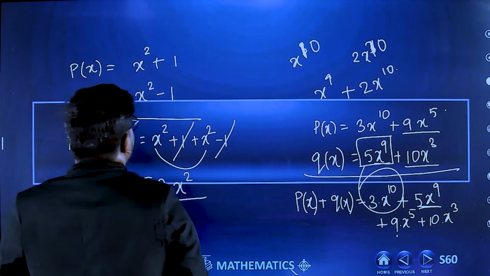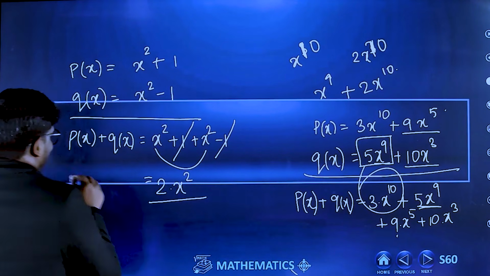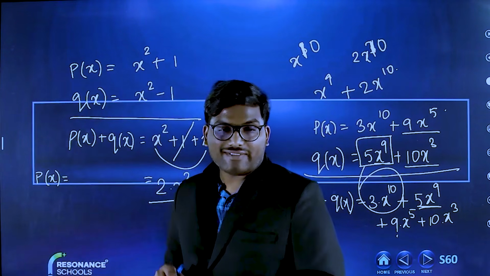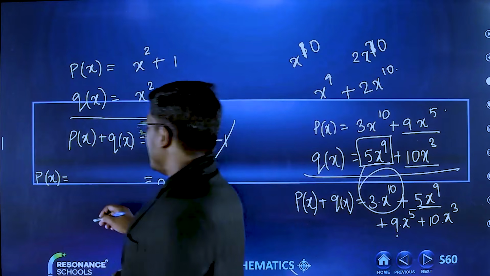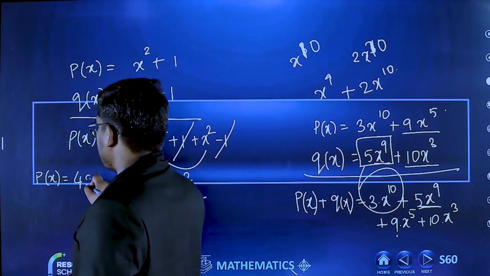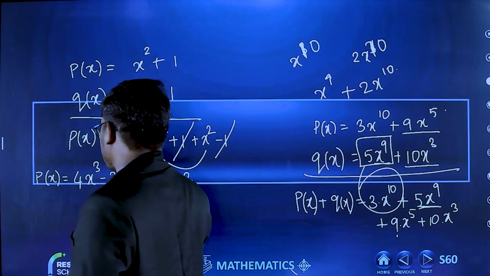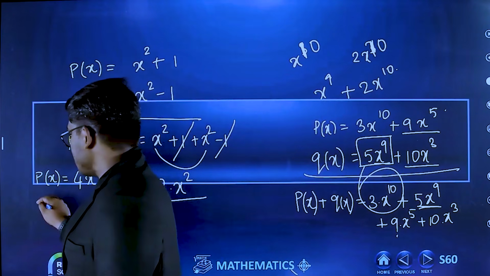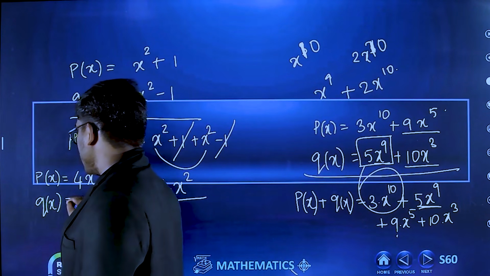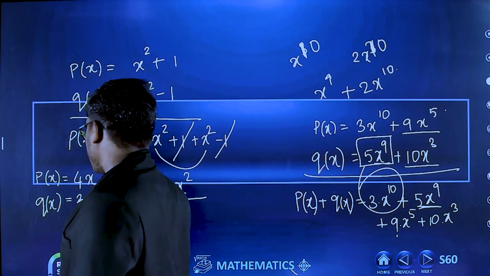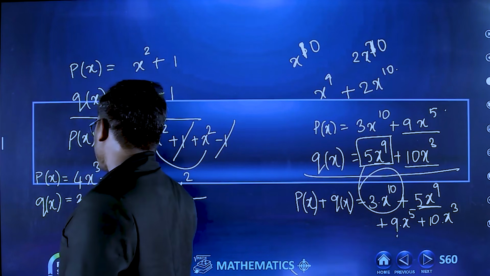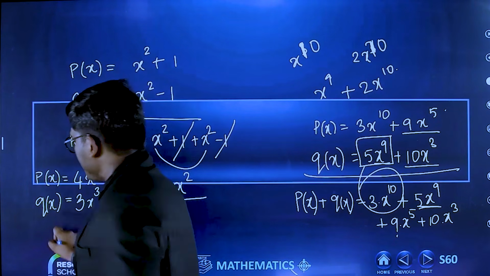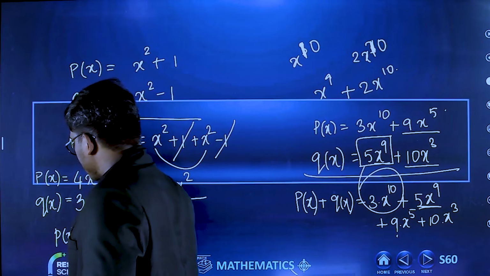Now, what about subtraction? If I have a polynomial p of x, say 4x cubed minus 3x square, and then q of x is 3x cubed plus x square. Find p of x minus q of x.